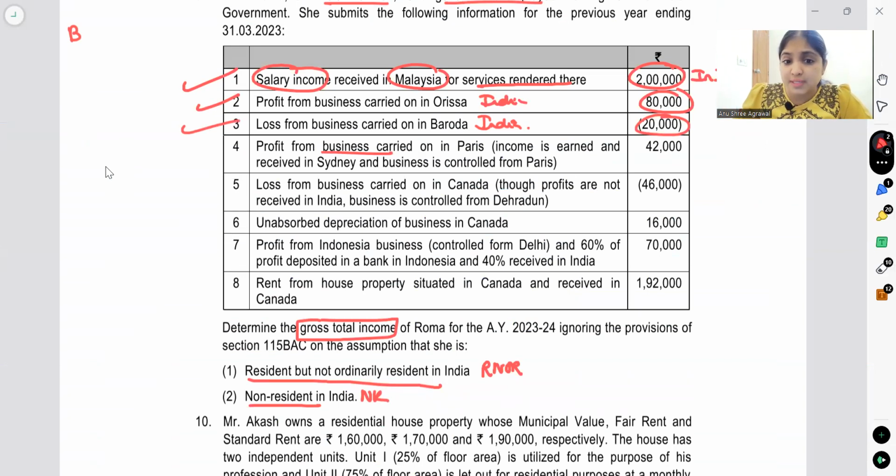Then, profit from business carried on in Paris. Income is earned and received in Sydney. Business is controlled from Paris. Is it Indian income? Is it accruing in India? No, it is earned in Sydney, outside India. Is it received in India? No, it is received in Sydney, outside India. Is it from a business which is controlled in India or from a profession which is set up in India? No, it is from a business which is controlled from Paris. So, conclusion, it's neither going to be taxed for RNOR nor will it be taxed for NR.